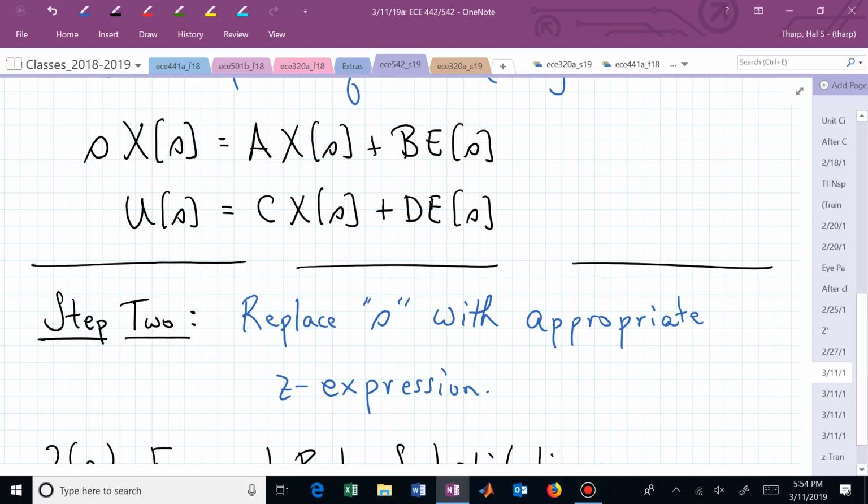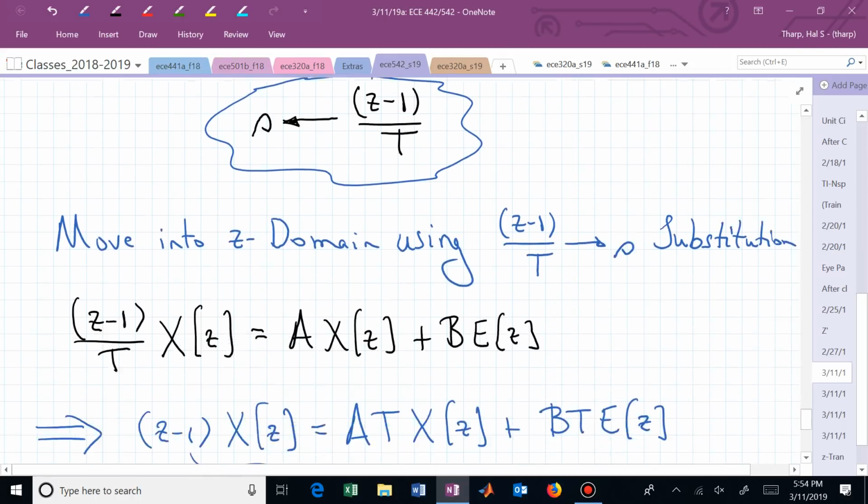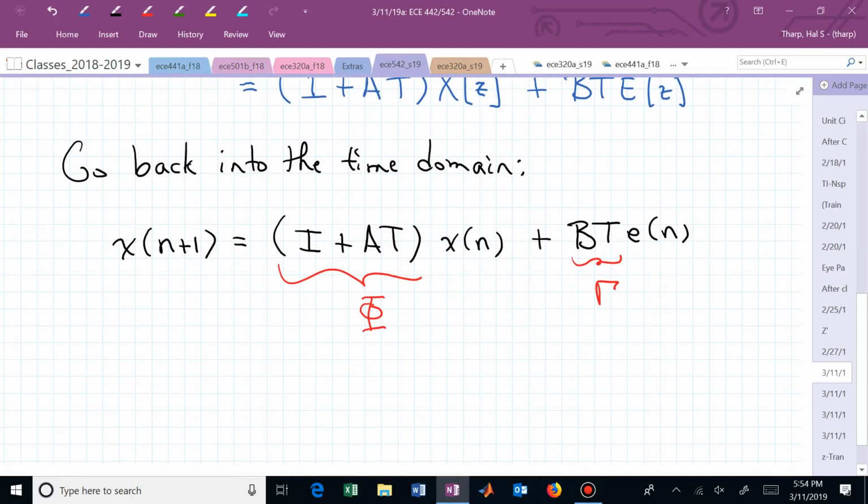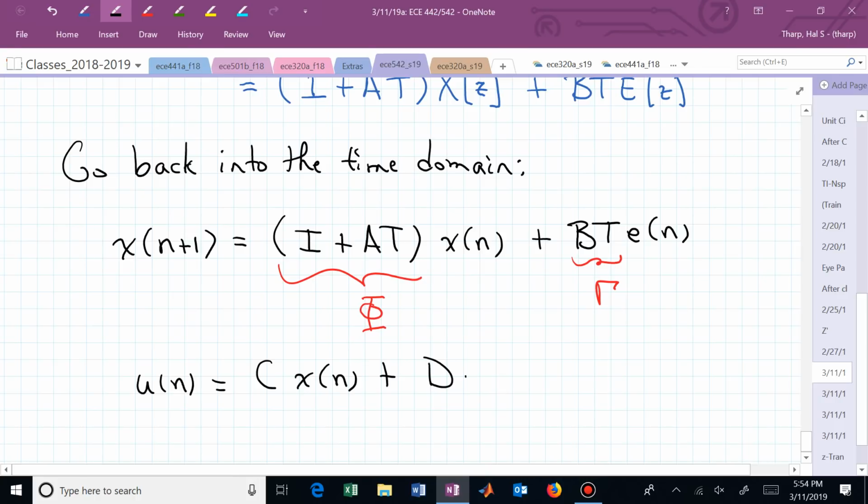That's now our output equation. Our output equation in discrete time says that we now have u of n is equal to c x of n plus d e of n.